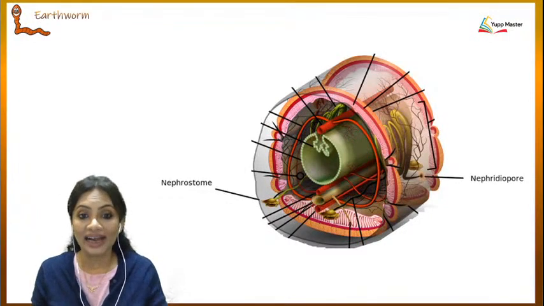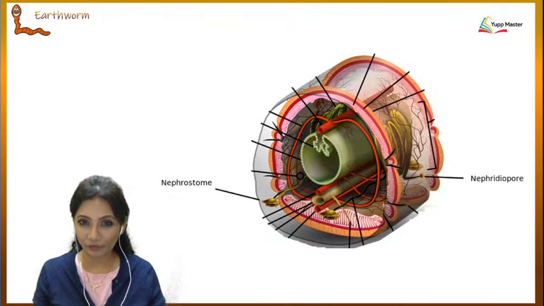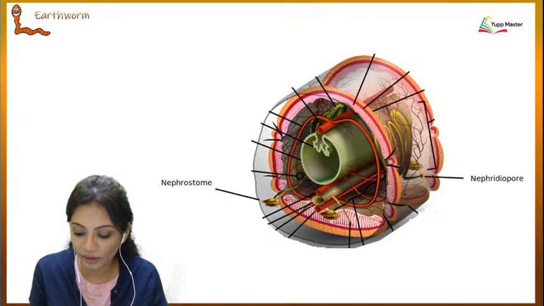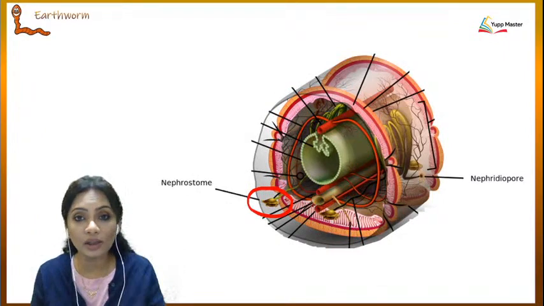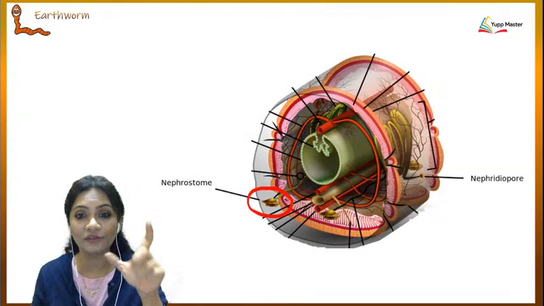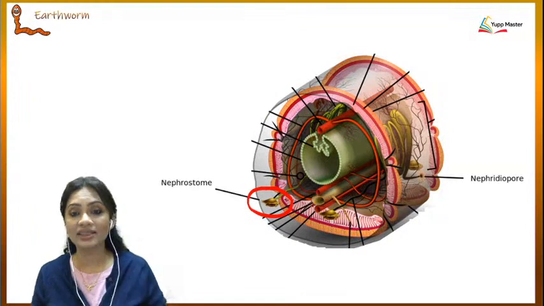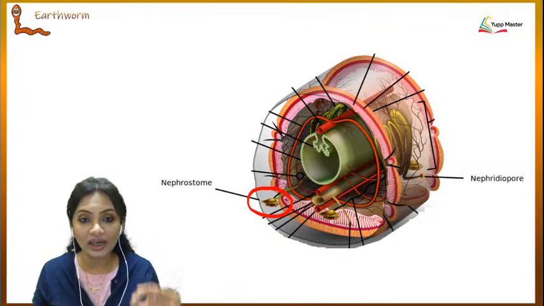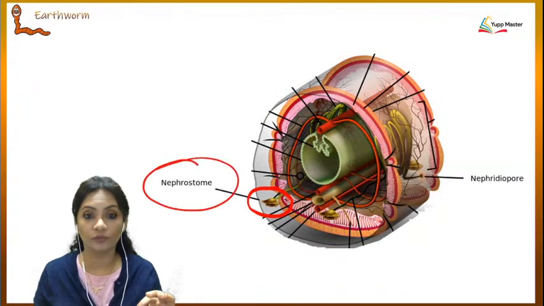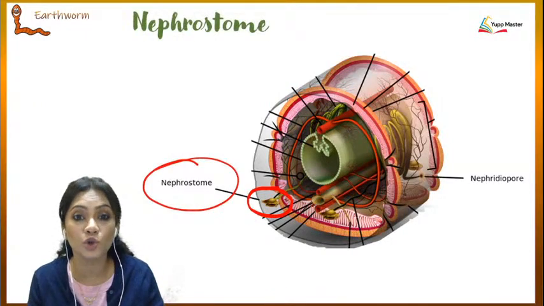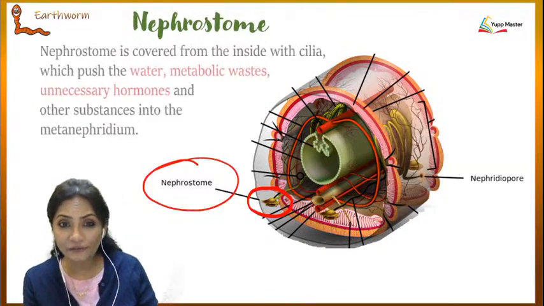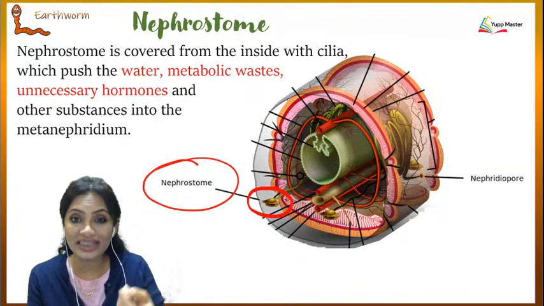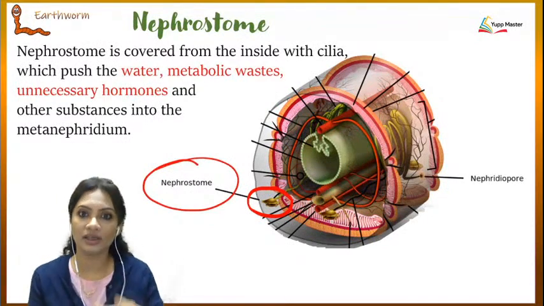Alright. Now I'd like you to look at this diagram carefully. Look at this small region that you see here. Can you see that region over there? That small thing is a ciliated funnel, and that ciliated funnel is called a nephrostome. Now, what is this nephrostome? The nephrostome is a ciliated funnel, as I told you. But what does it do?